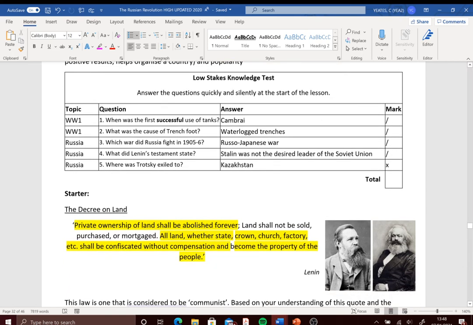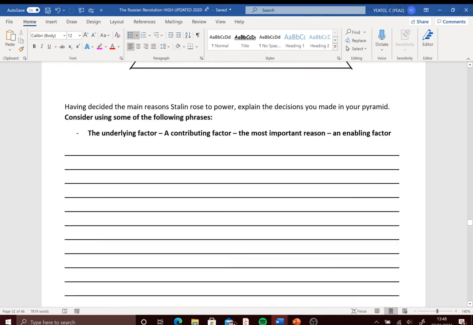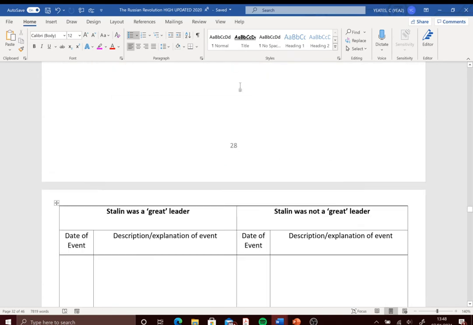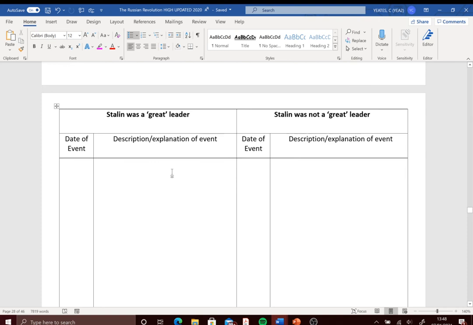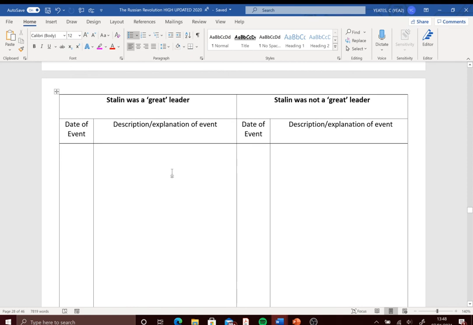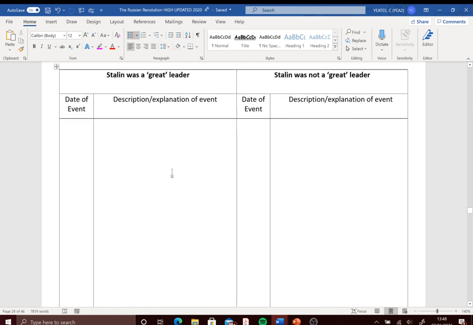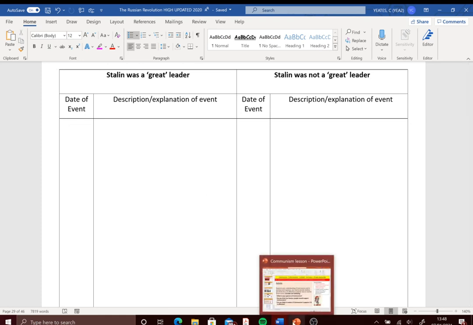That's it in terms of the lesson content, but if you remember, we have our table here. This is the table that you would have got last week with your previous documents, and you're going to constantly be updating that. So you can still edit that document now. We need to think about what our judgments are here. Where do we see Stalin as a great leader and not a great leader? So this is almost like our plenary.